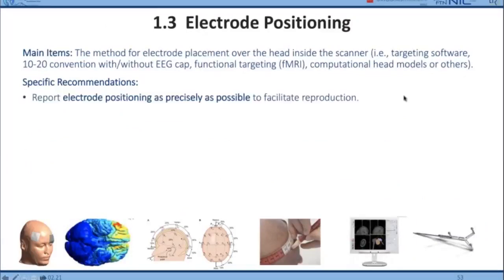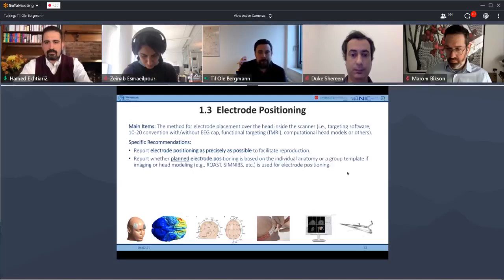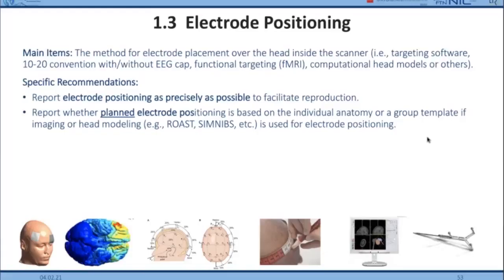So specifically, of course, you would need to report the positioning as precisely as possible, not only stating that one electrode was over M1, but maybe specifically how it's oriented, where the longer and shorter sides are for these rectangular electrodes, and so forth. Next. We should also distinguish between the planned and the actual electrode positioning.